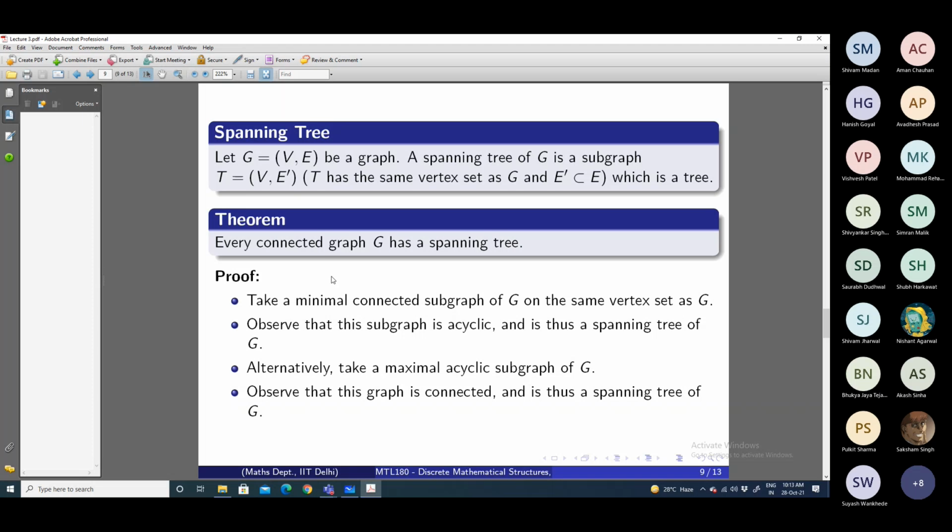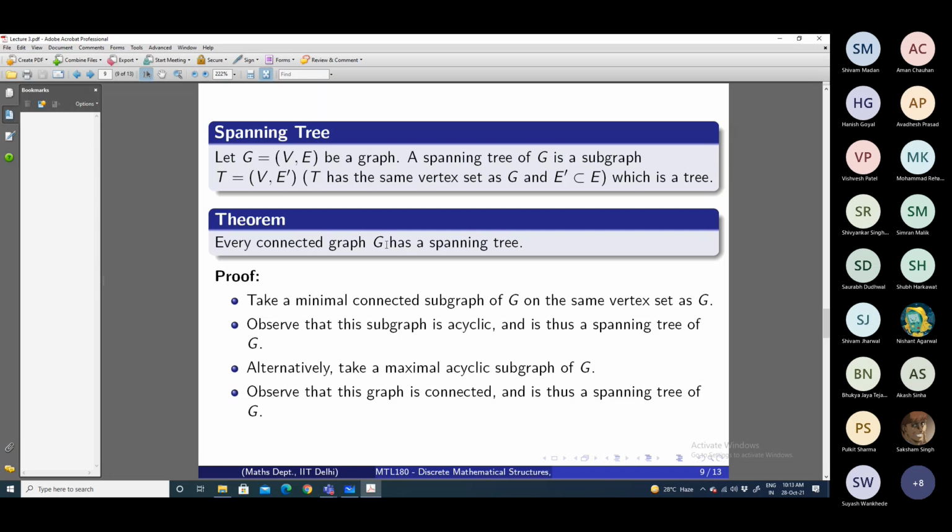Okay. Now the theorem is every connected graph G has a spanning tree. As I told you. So how to get this spanning tree? Since the graph is connected, if G has no cycle, then it is an acyclic connected graph. So it is already a tree.